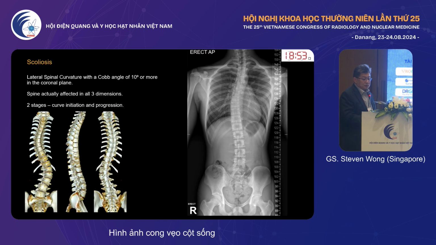Lateral spinal curvature with a Cobb angle of 10 degrees or more in the coronal plane is the official definition for scoliosis. But unfortunately, the coronal plane is only one single plane. Scoliosis affects the spine in all three dimensions, so you actually do need to try and image the patient in as many planes as possible. First is the initial stage, which is the curve initiation, and then later on progression of scoliosis.